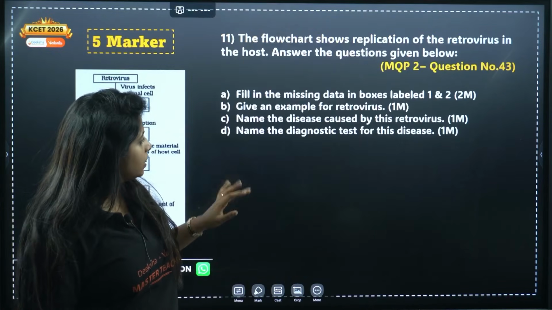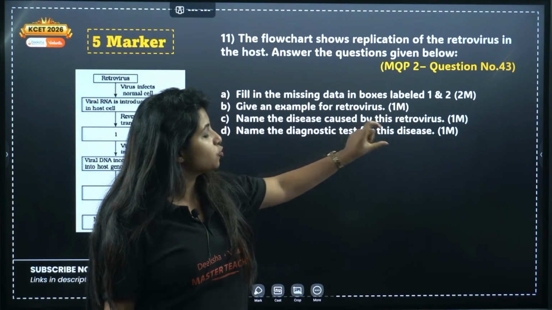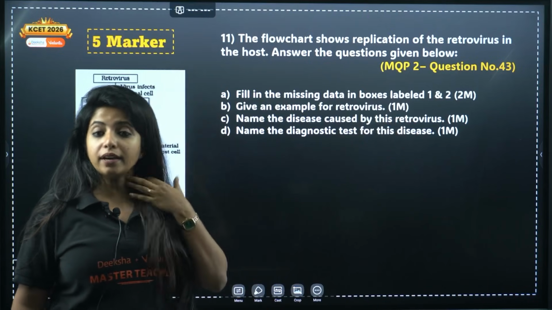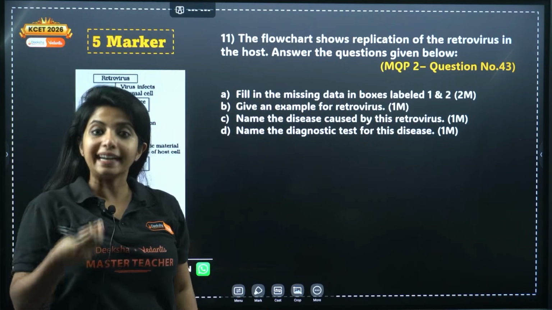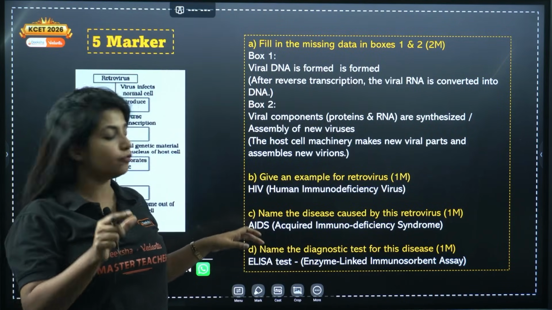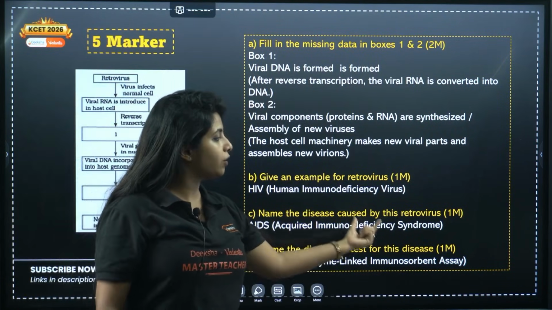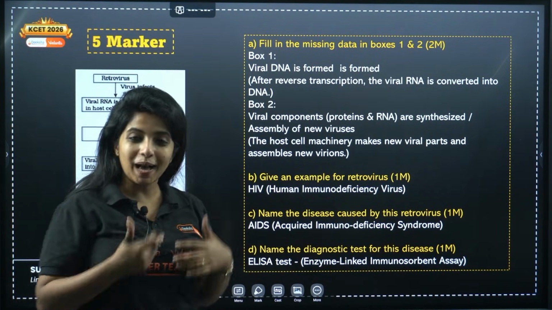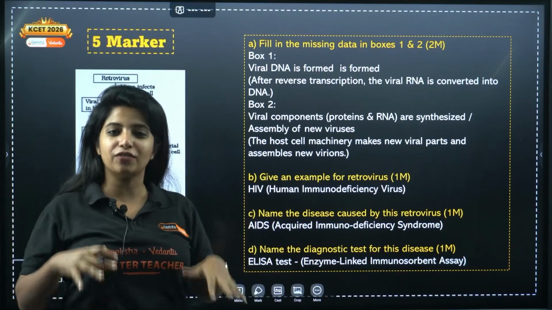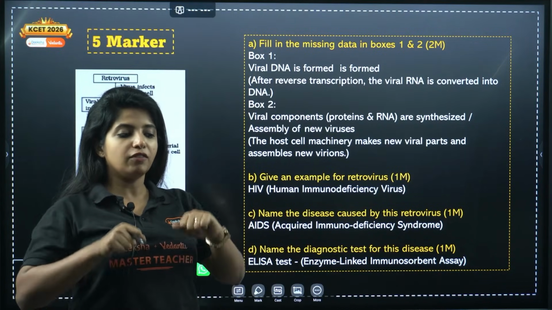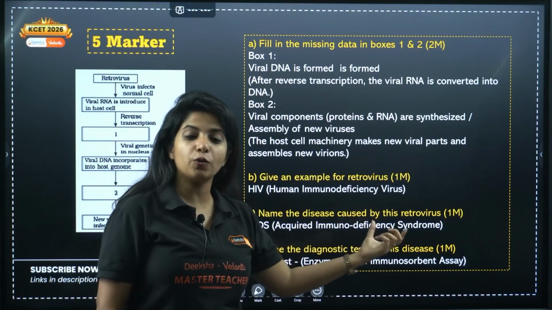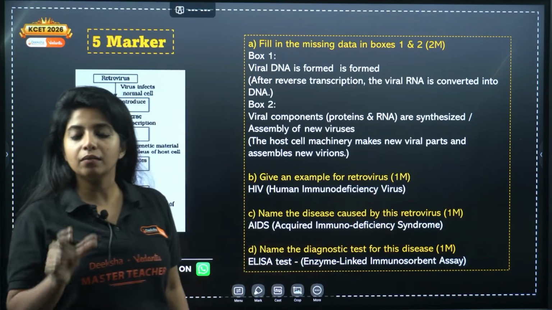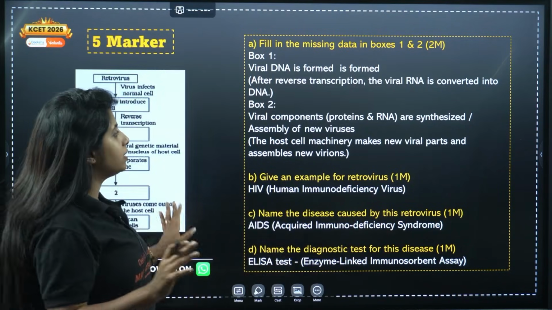Now next thing, name the disease caused by this retrovirus. What is the disease which is caused by this particular retrovirus? It causes AIDS. Again, you should know the full form: acquired immunodeficiency syndrome. We are becoming immune deficient. We acquired some disease which makes us immune deficient, and you have a lot of symptoms of this. That is what you mean by syndrome. So acquired immune deficiency syndrome, or you call this AIDS.